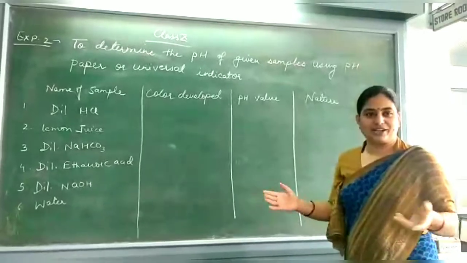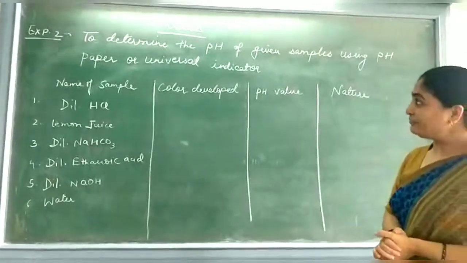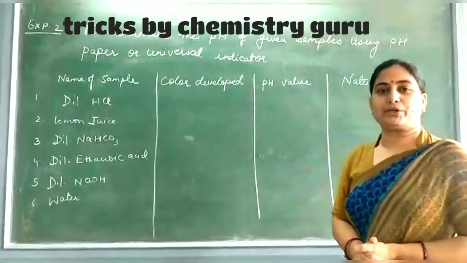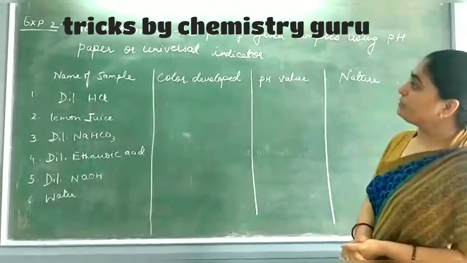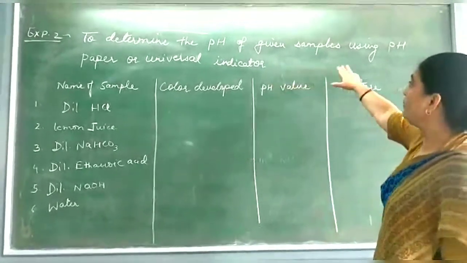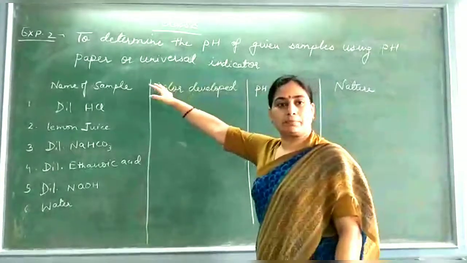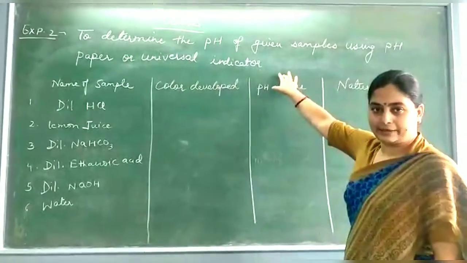Again we are in the chemistry lab, and today for class 10th we have experiment number 2, and the aim is to determine the pH of given samples using either the pH paper or universal indicator.